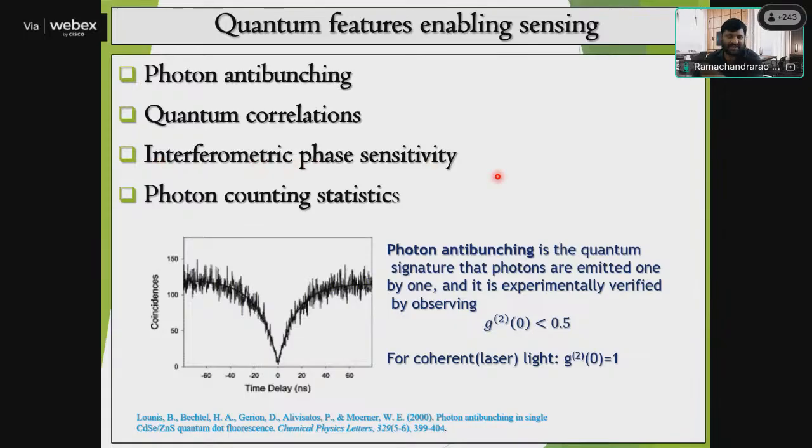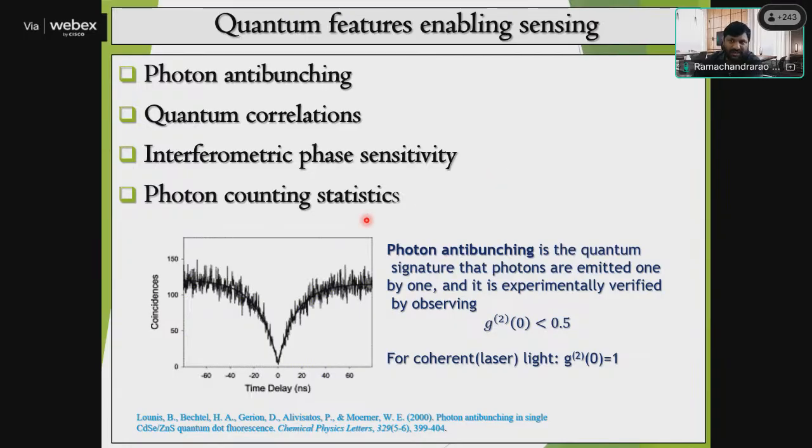Since, if you construct the interferometer with single photons, you are going to see it is very phase sensitive. If you can measure the phase by observing the shift in the fringes, then you can attribute that to the position, which I am going to discuss in the application.